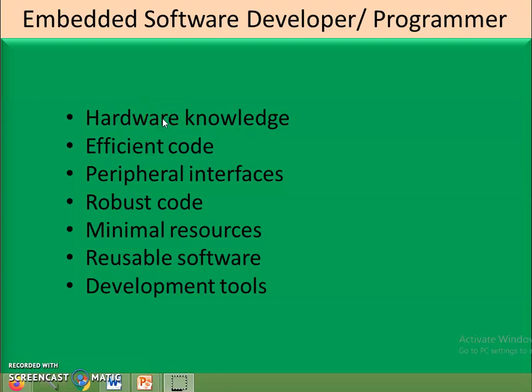Must be familiar with the hardware. Developer has to write efficient code. Developers should have knowledge of peripheral interfaces. Developers should design robust code. Developers should use minimum resources. Code portability or code reuse: writing software so that it can be moved from one hardware platform to another. Developers need to learn new development tools, debugging tools, and different integrated development environments and in-circuit emulators.